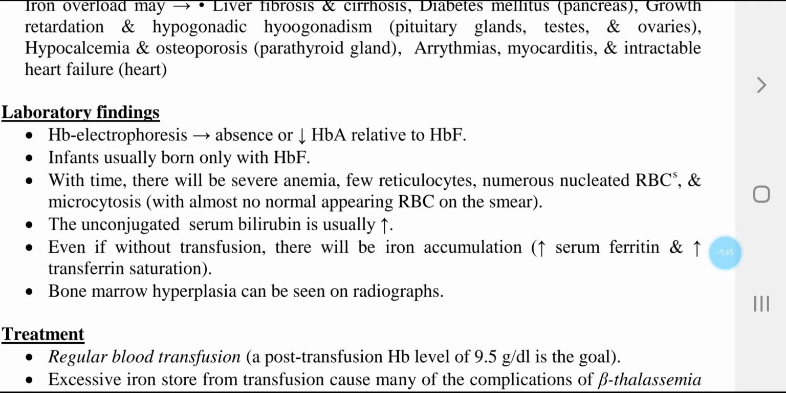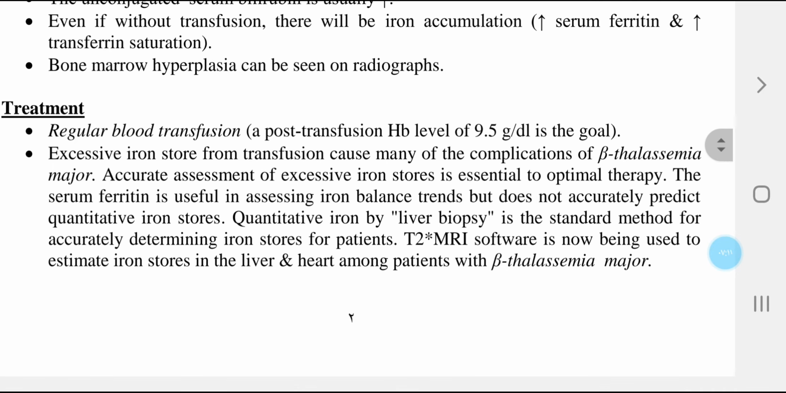Even without transfusion there will be iron accumulation, that is increased serum ferritin and increased serum transferrin saturation. Bone marrow hyperplasia can be seen on radiograph. What about treatment of thalassemia?